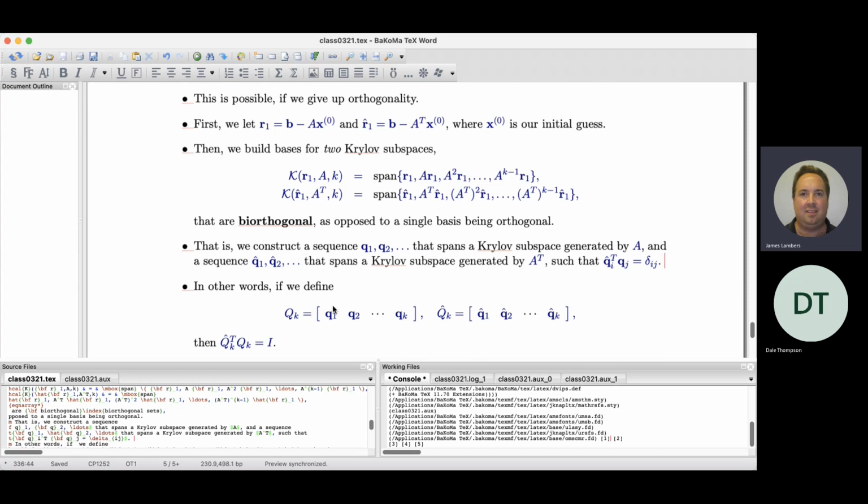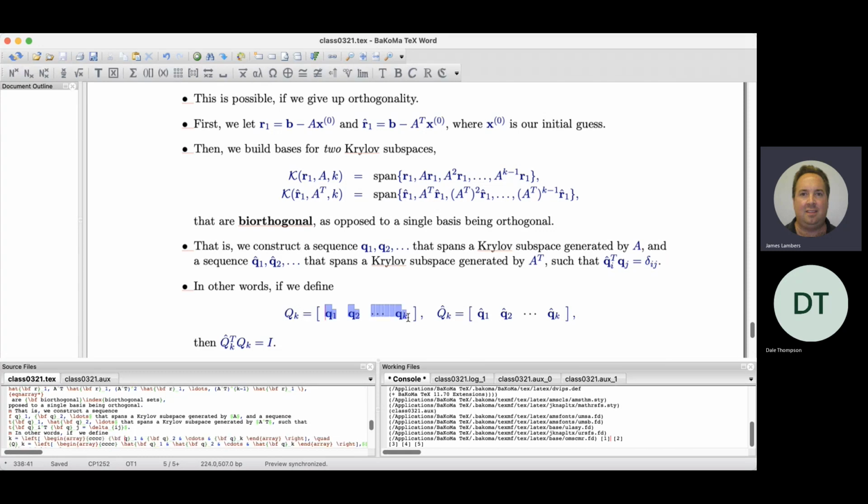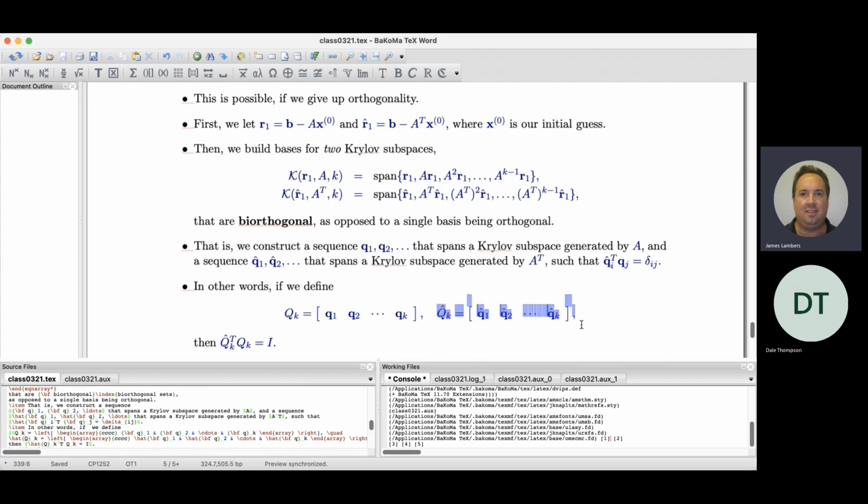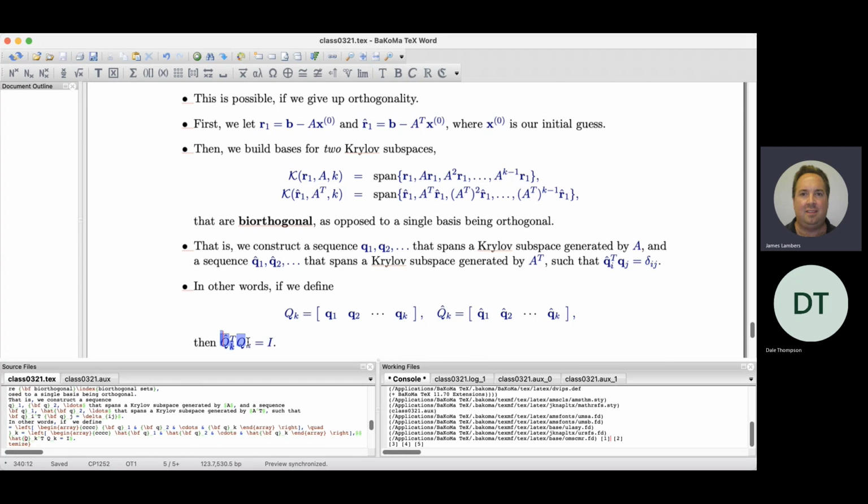So here's another way of looking at it. I form a matrix Q_k as before, with these vectors as columns. And then I define Q_k hat in a similar manner from the vectors q_j hat. And then they'll satisfy this relationship.